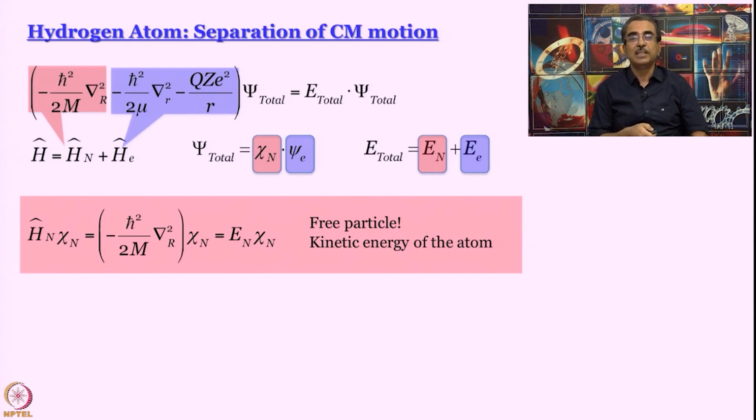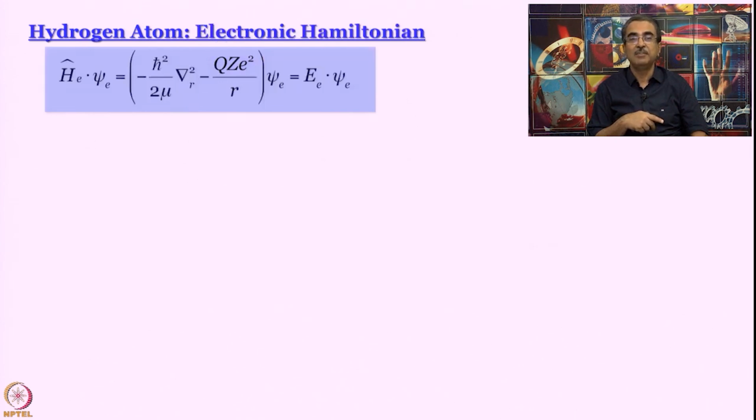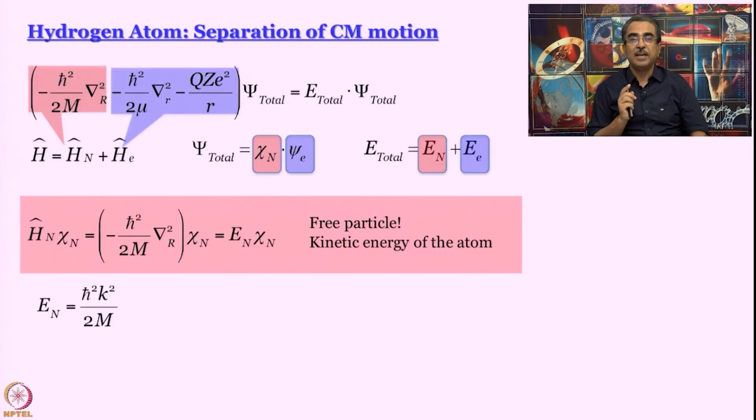So, this is what gives us the kinetic energy of the atom as a whole, and remember this is not quantized. En is h cross square k square by 2 m, k can take any value. So, if you look at the atom as a whole, you will see it undergoing translational motion, and this translation energy is not going to be quantized. This is very important to understand, alright.